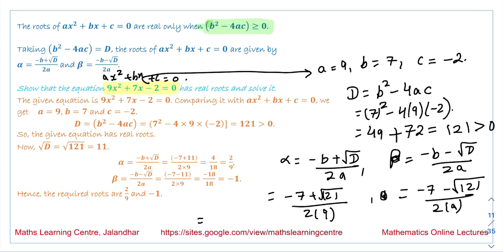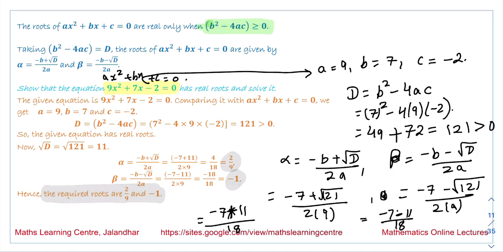So the answer we get is minus 7 plus or minus root 121, which is 11, by 18. This is minus 7 plus 11, and this is minus 7 minus 11 by 18. So the final answers we will get are 2 by 9 and minus 1. So we are saying the required roots are 2 by 9 and minus 1.